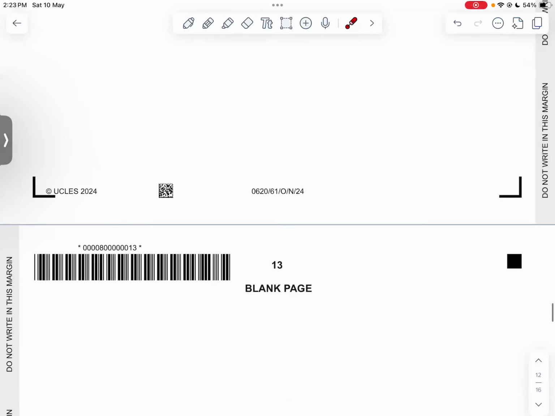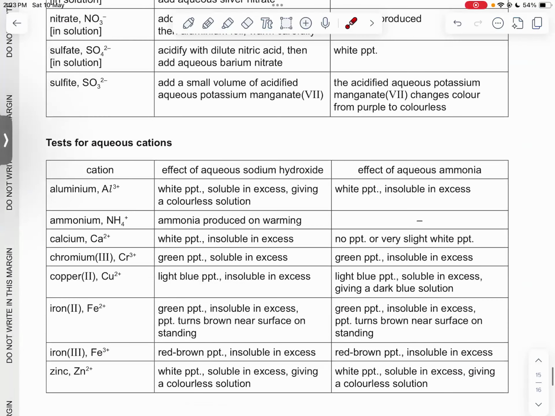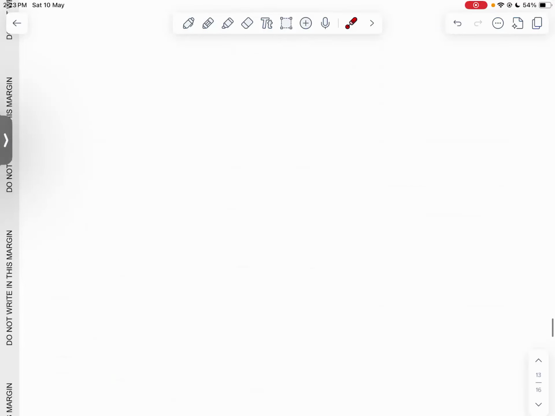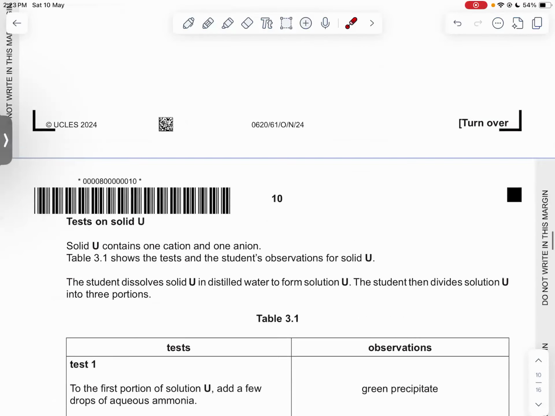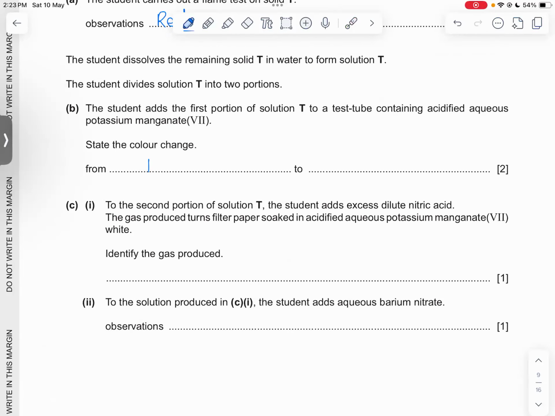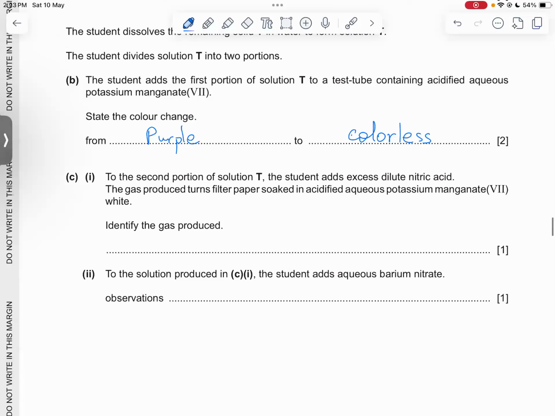If you go to your tests for anions, you look for purple to colorless. If you have sulfite ions, you can oxidize them to SO4 2-, sulfate ions, by adding potassium manganate. The color will change to colorless from purple. So we are going to say the color changes from purple to colorless.